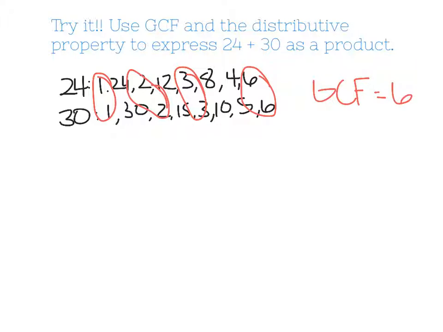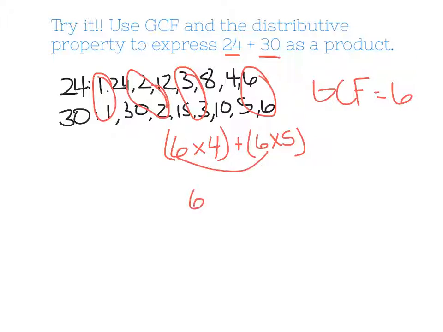Then I'm going to say, okay, 24 divided by 6 would be 6 times 4. And then I'm looking at 30, 6 times 5 equals 30. And then I'm going to pull these 6's out to the side. 6 times, parentheses, 4 plus 5. And then I can easily solve that. 4 plus 5 is 9. 9 times 6 equals 54.